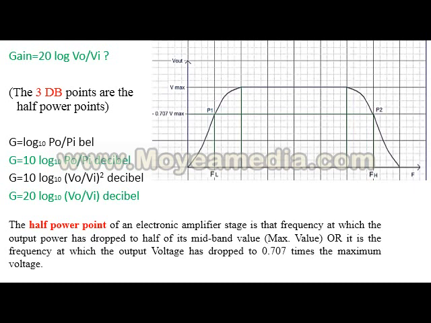Then again we have discussed that this 3 dB point is known as the half power point. So we are connecting this power and voltage through these equations. So this half power point is the point at which the output power is half of the input power and the voltage is 0.707 times the maximum voltage.